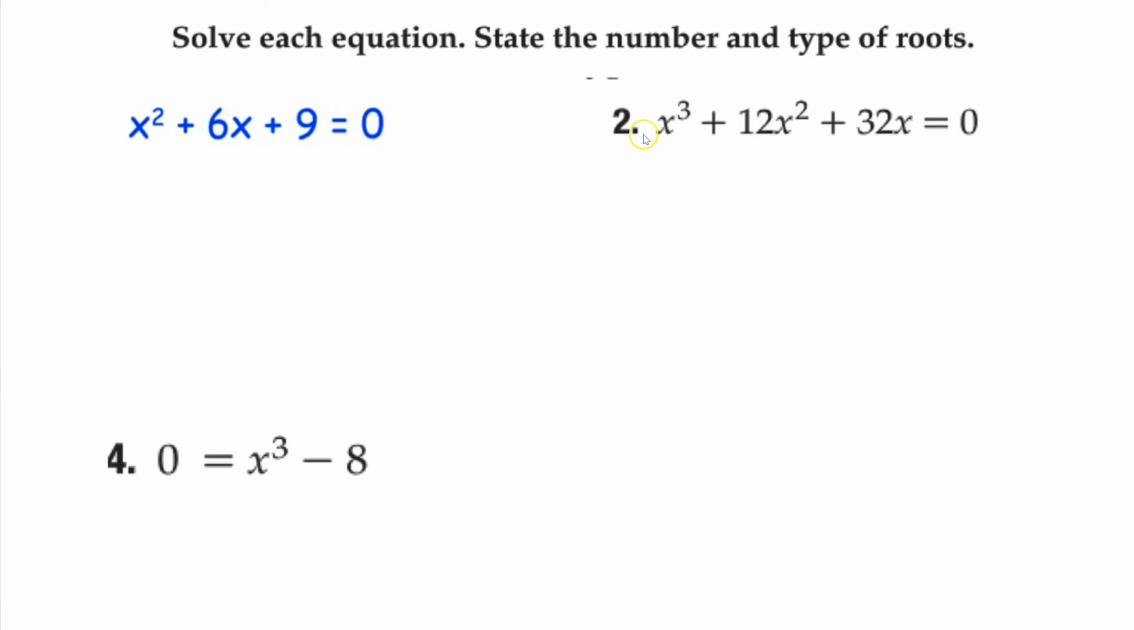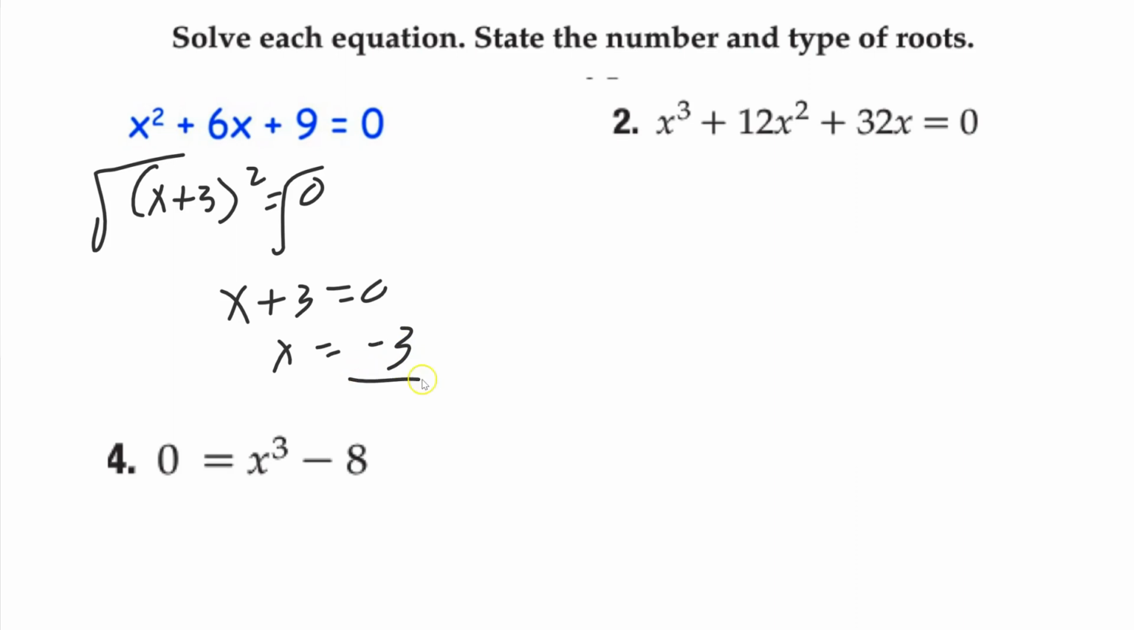Okay, so let's solve a couple of these real quick and say what type of roots they are. So like this first one, I could factor this. This is (x plus 3) squared equals 0. So I just solve this. x plus 3 equals 0, x equals negative 3. Now notice this, you only have one root, but it's a double root. So there's one real root, but it's a double root. That's what makes it x squared. It's negative 3 twice.